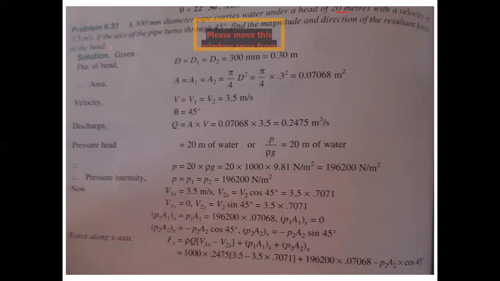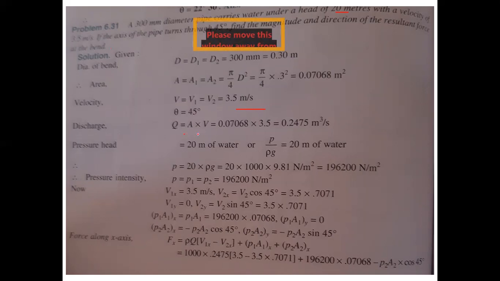Okay, the same thing applies here also. Now, what's the given data? The diameter of the pipe is constant, that is 300 millimeters, that is 0.30 meter. And what is the area? Area is also the same. Why? Because the pipe is uniform. Now the area A1 equals A2, that is equal to pi by 4 d square, that is equal to 0.07. Then the velocity V is equals to V1 is equals to V2, that is 3.5 meters per second. And what is the theta given in the question? The theta is 45 degrees.